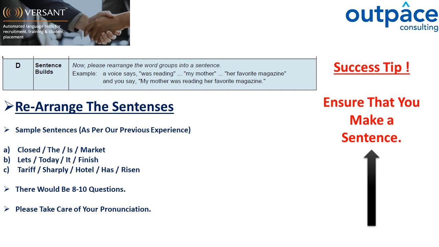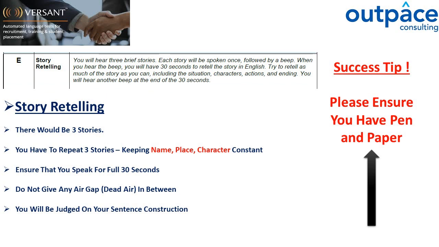Do not skip. Now coming to section E, which is also a very scoring section. It is called story retelling. You will be told 3 stories, one by one, 30 seconds each. You have to repeat the story in your own words, but you have to ensure that you keep the name, place and character constant. This is very, very important. You do not give any air gap in between those 30 seconds, and please ensure that you have a pen and a paper while you are giving this section.